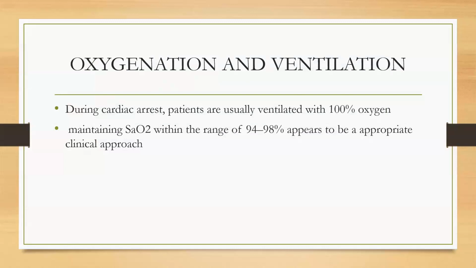So, the basic aim of this topic is to learn what are the things that we should take care of in a post-resuscitation patient. So, first is oxygenation and ventilation. As we all know, during cardiac arrest, patients are usually ventilated with 100% oxygen. So maintaining saturation within the range of 94 to 98% appears to be an appropriate clinical approach.